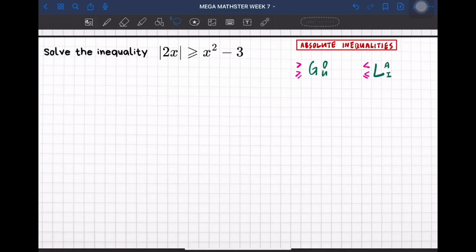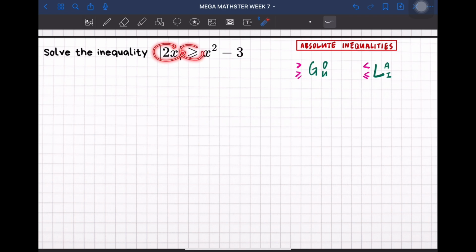Okay, hello everyone. So let's proceed with absolute inequalities. You're going to have inequalities that involve absolute values. First of all, you need to make sure that your absolute value is on the left hand side and that it is positive at the front. When it's already in this form, you can see the sign over here.